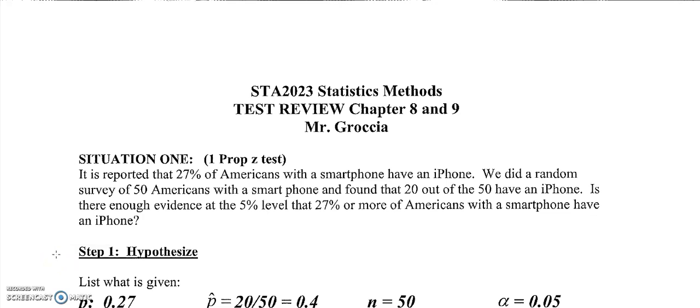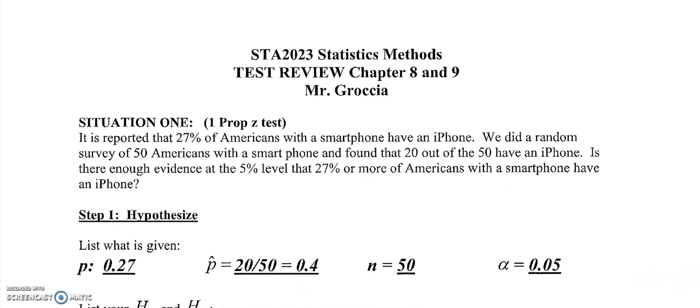The first question says, it is reported that 27% of Americans with a smartphone have an iPhone. We did a random survey of 50 Americans with a smartphone and found that 20 out of 50 have an iPhone. Is there enough evidence at the 5% level that 27% or more of Americans with a smartphone have an iPhone? So we're first going to talk about what's given.